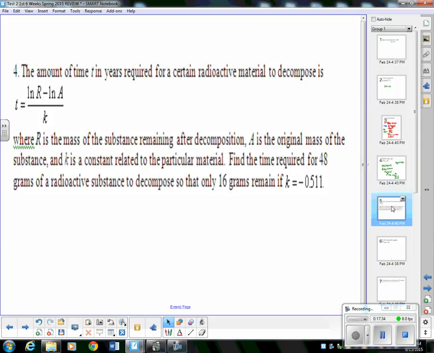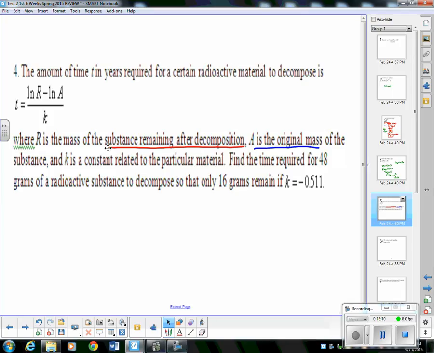Next problem. The amount of time t in years required for a certain radioactive material to decompose is the natural log of r minus the natural log of a, over k. So we have 4 variables right there. We need to know what t, r, a, and k are going to be. And it says where r is the mass of the substance remaining after the decomposition. I'm going to underline that in red. It's the substance remaining, and A is the original mass. I'll underline that in blue.